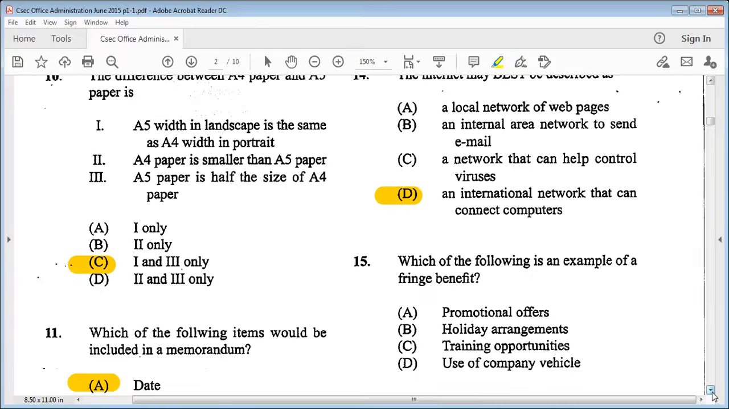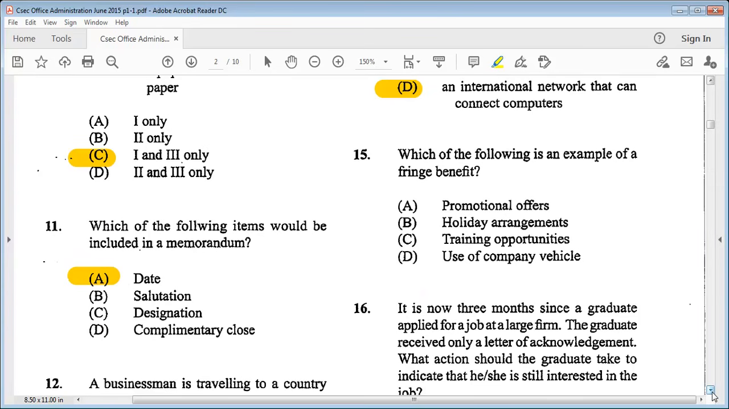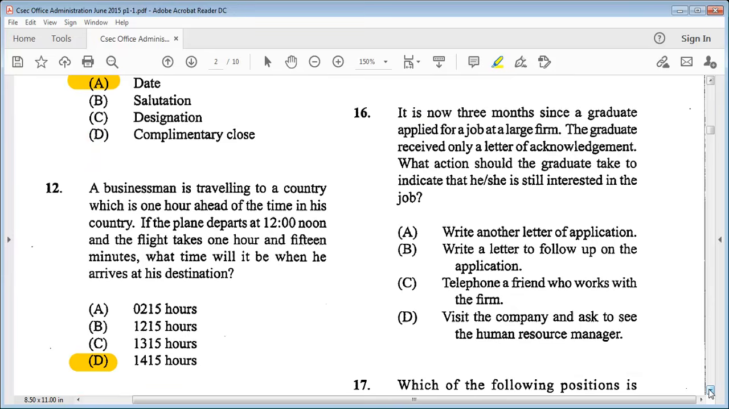Let's go on to question number 15. Which of the following is an example of a fringe benefit? This is another question that has been repeated. Is it A, promotional offers, B, holiday arrangements, C, training opportunities, or D, use of company vehicle? We know our answer is D, use of company vehicle. That's a fringe benefit.